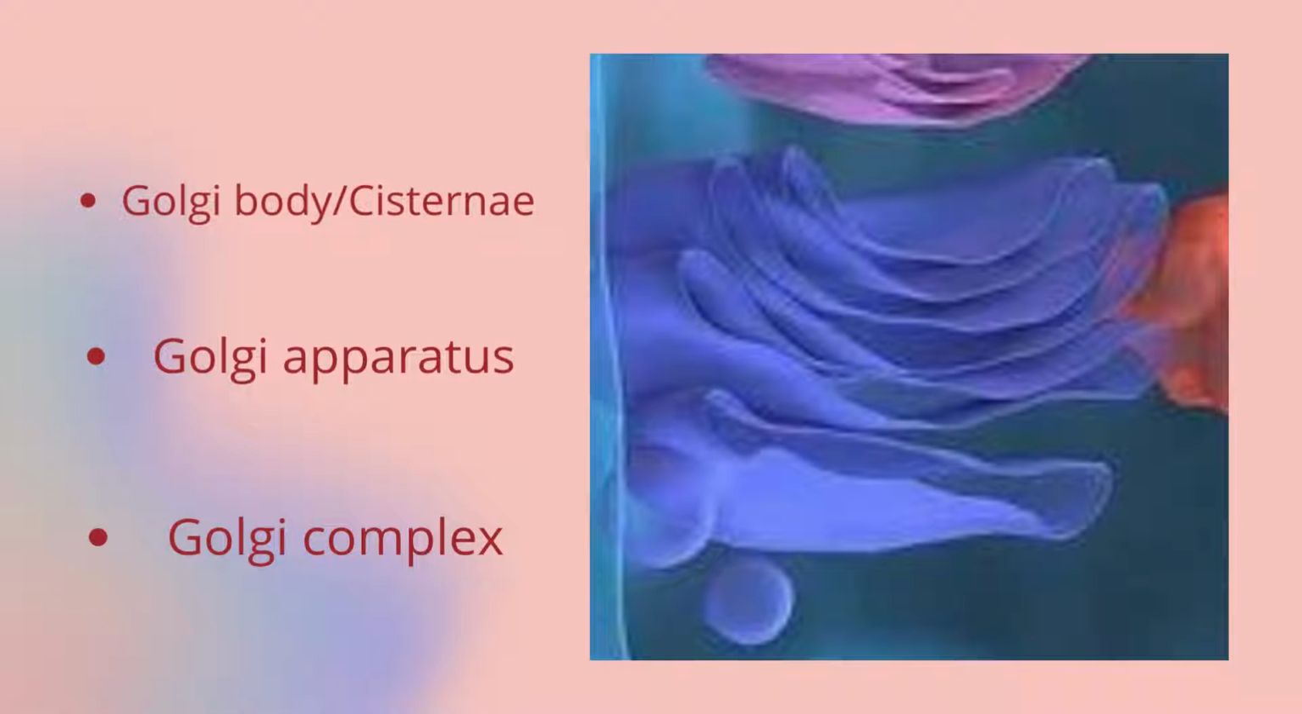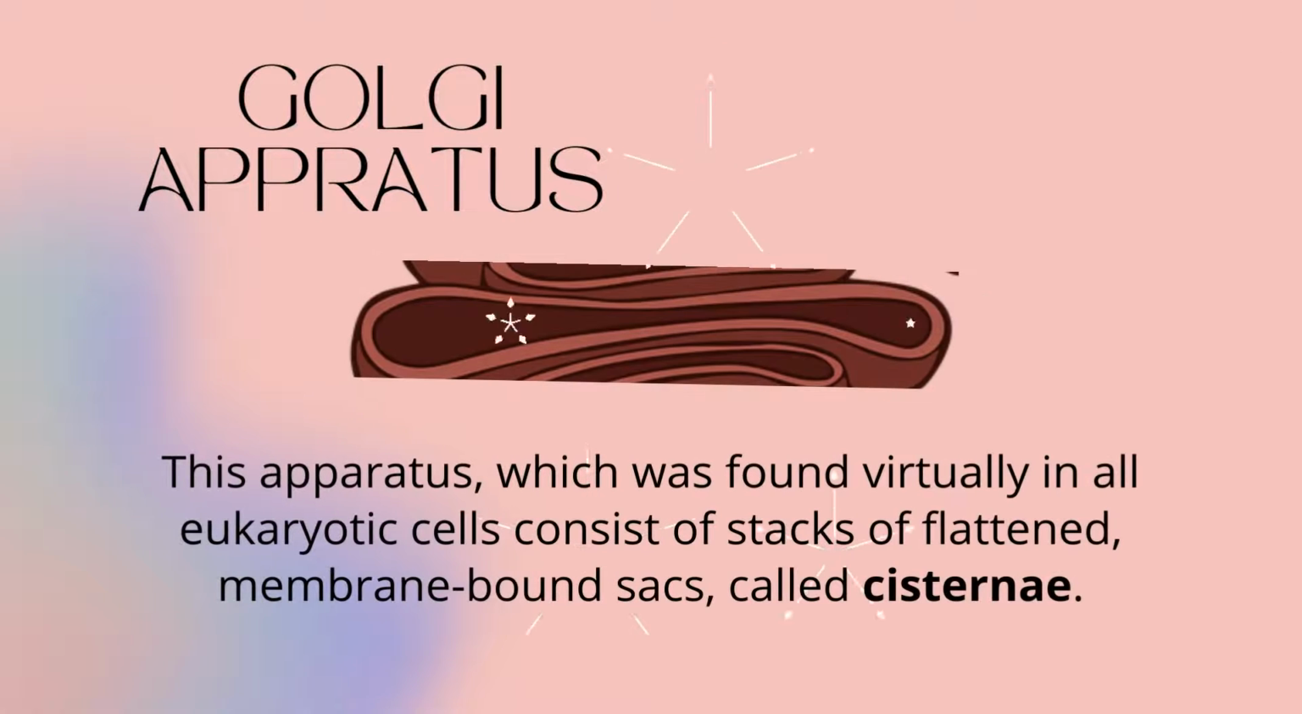You can see here Golgi body or cisternae, membrane-bounded flattened sacs or pouches. When present in the form of a stack, it is called Golgi apparatus, and when that stack has vesicles, then it is called Golgi complex. This is the core concept of that topic. Let's start our topic, Golgi apparatus.